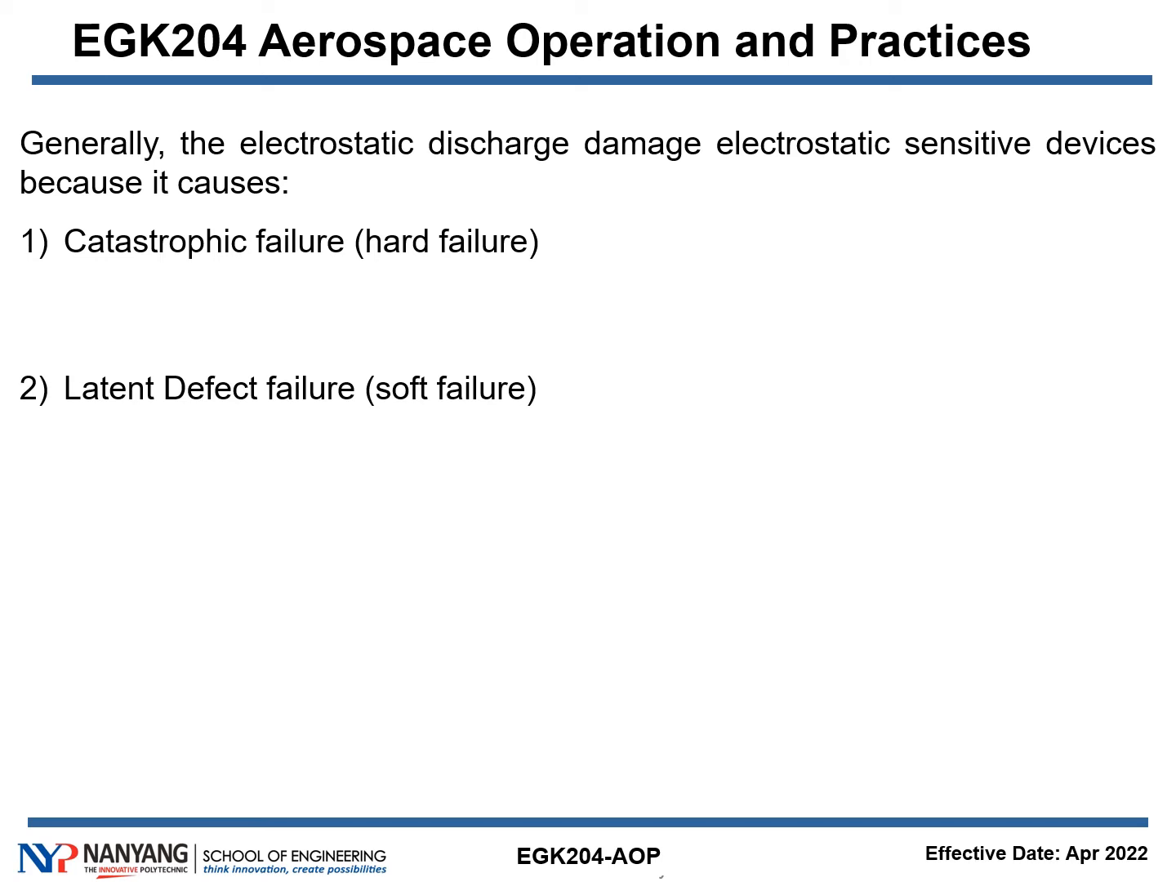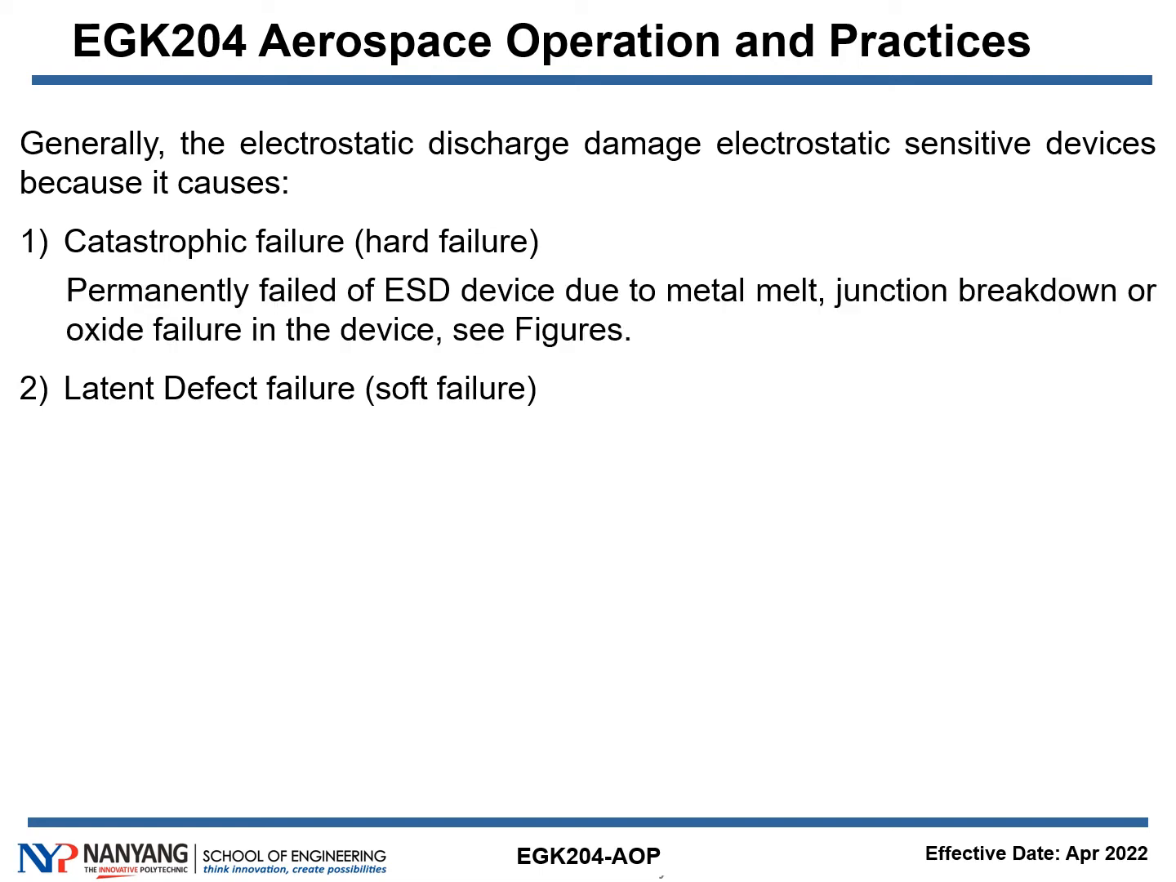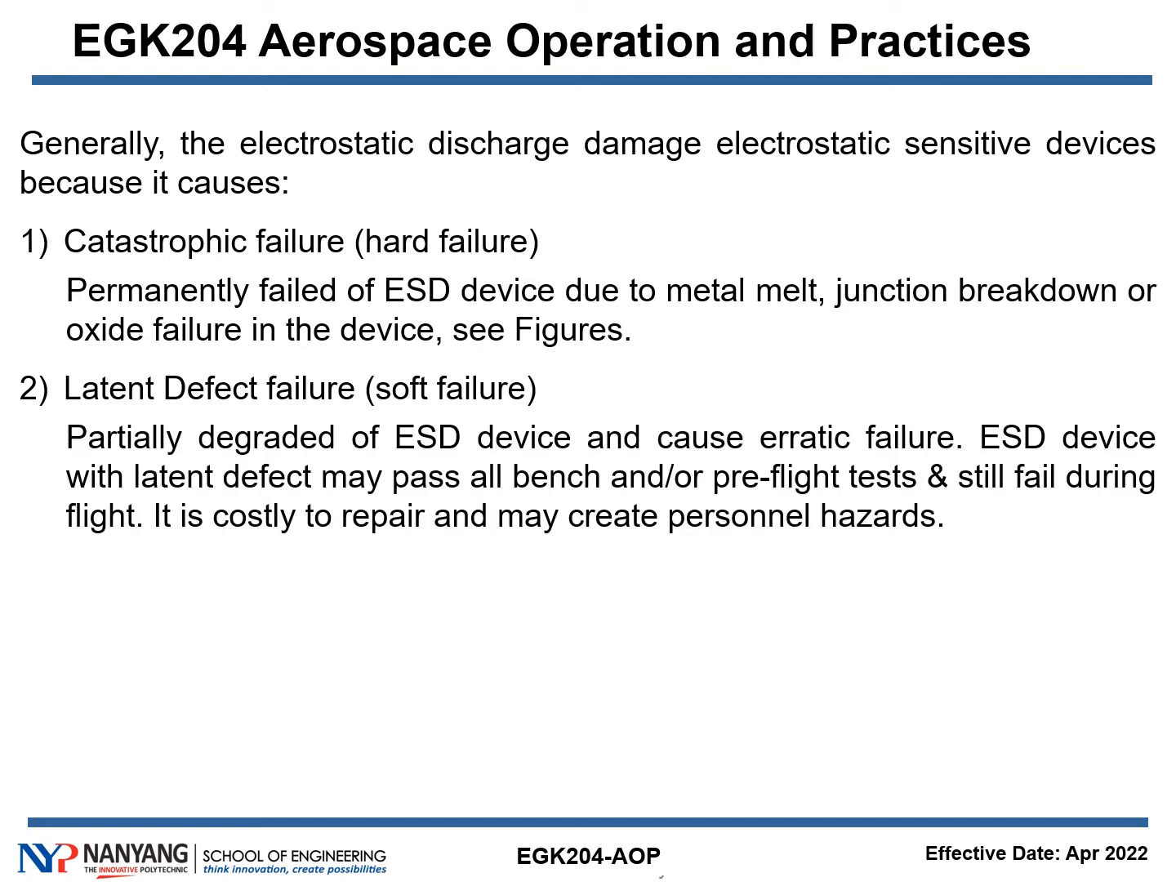So it may occur in these two failures here. The first one is what we call the hard failure or the catastrophic failure. This one will cause permanent defects. Straight away it will break down. But the second one is a more tricky one. It's what we call a soft failure or latent defect failure.